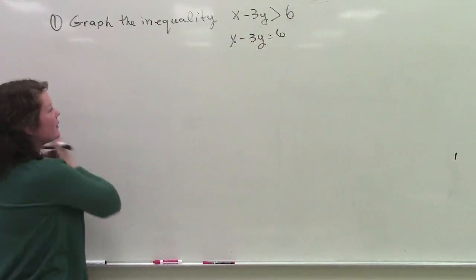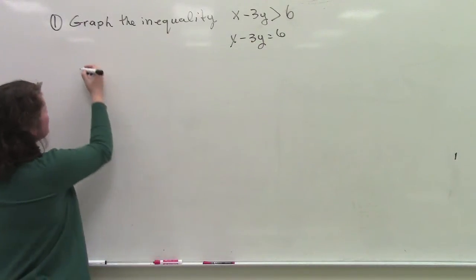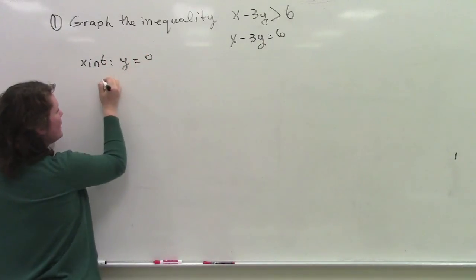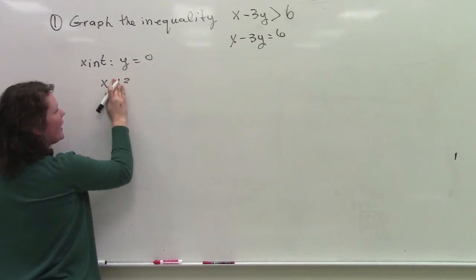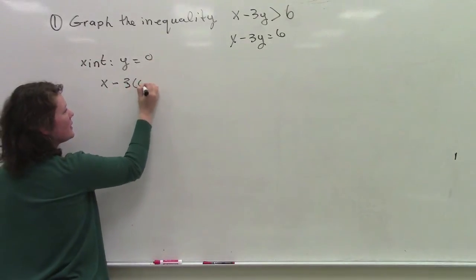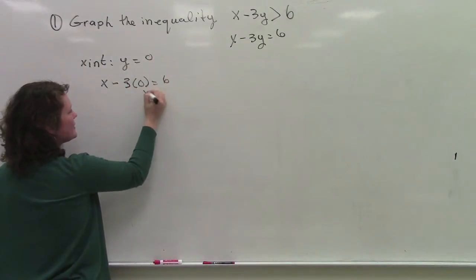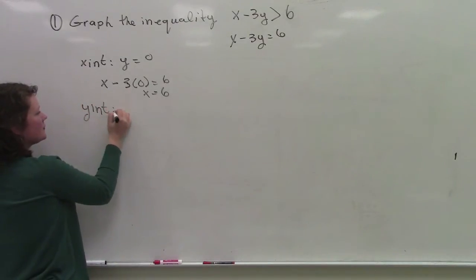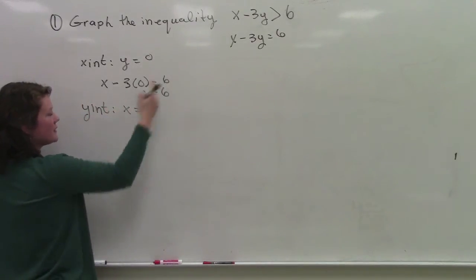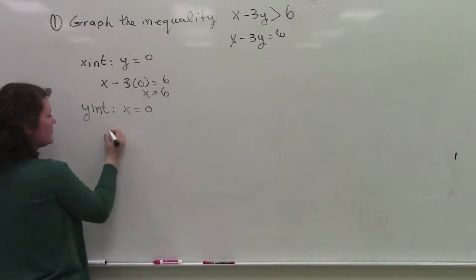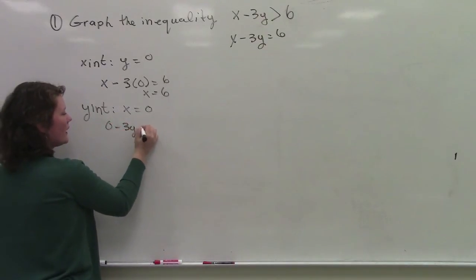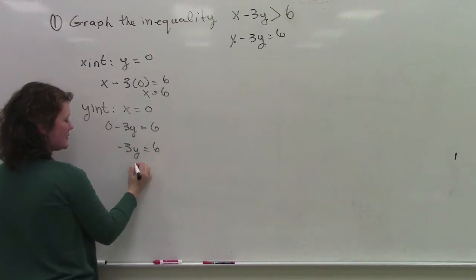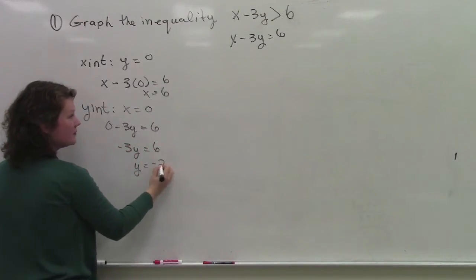So what I need to do first is figure out what my x and y intercepts are. For the x-intercept, y equals 0. x minus 3 times 0 equals 6, so x equals 6. To find my y-intercept, x equals 0, so I substitute x as 0. 0 minus 3y equals 6. Negative 3y equals 6. y equals negative 2.